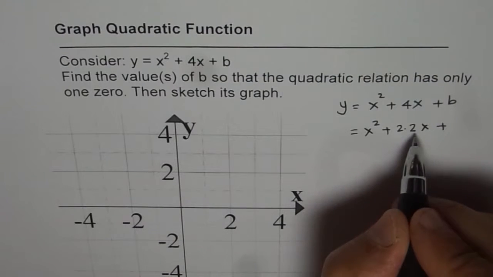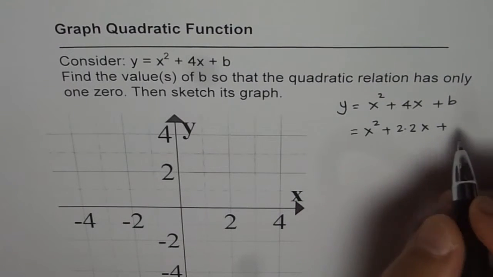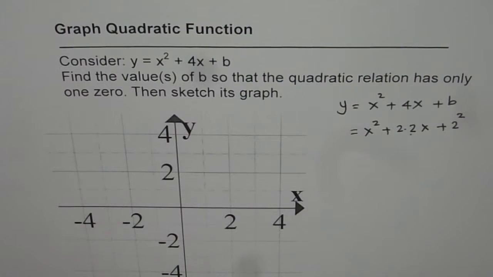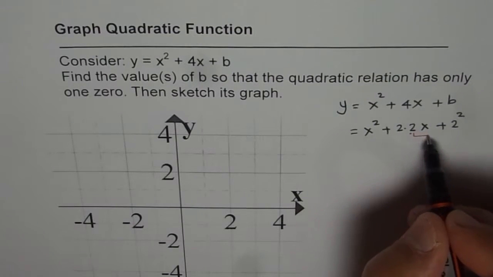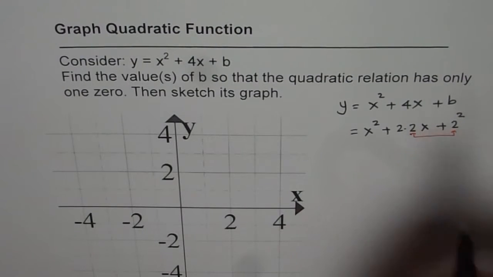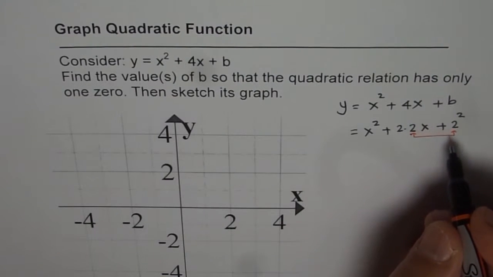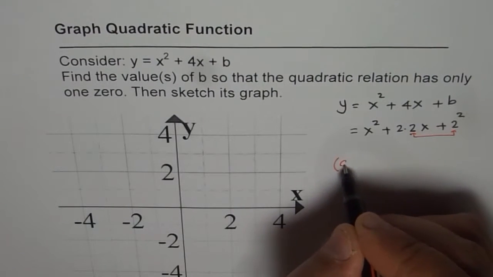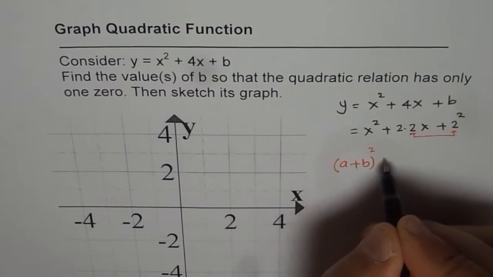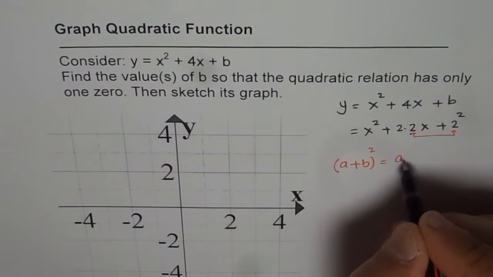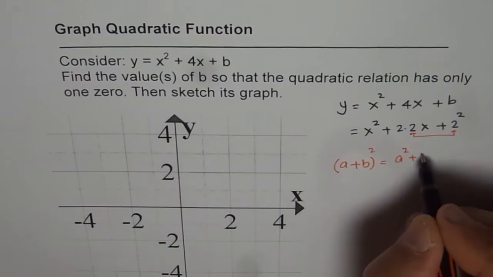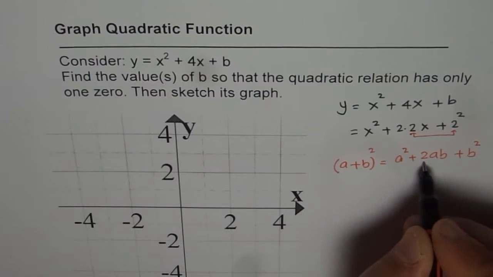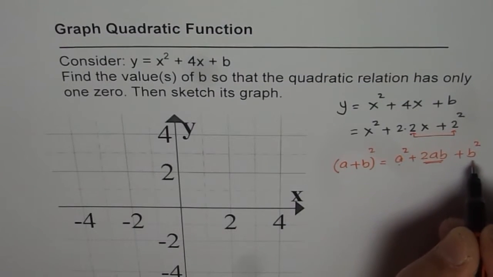Now this will be a perfect square if that number over here is 2 square, right? That 2, that is how they are related. So for a trinomial to be a perfect square, let me write down an equation here. Let us say we have a plus b whole square, then this is equal to a square plus 2ab plus b square, right? So the center term is twice these two.